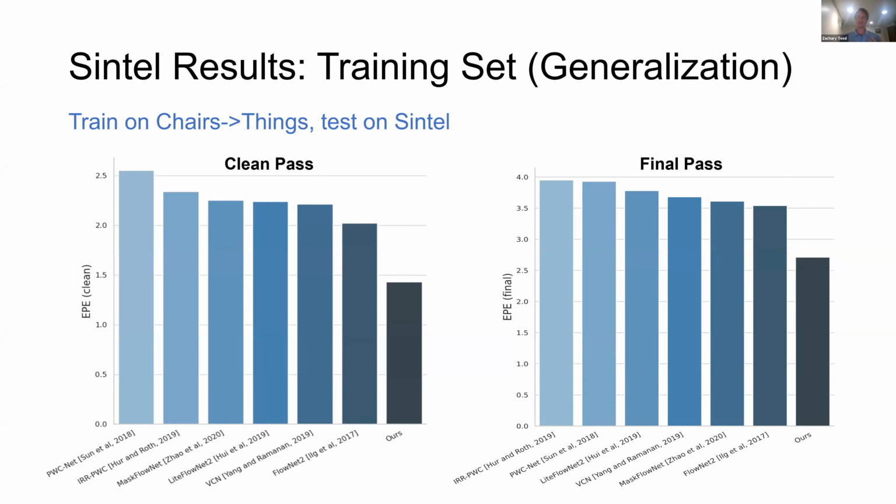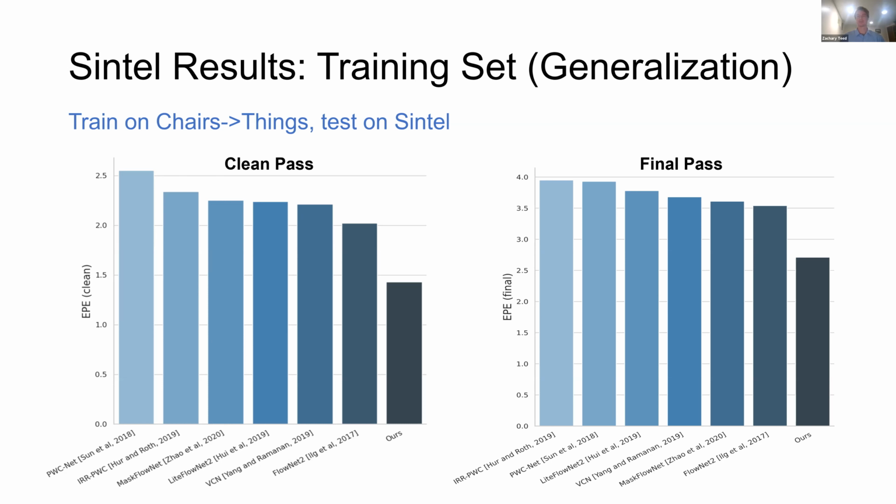So I'm going to talk about some of the results that our network is able to get. First of all, I'm looking at this generalization result. When we train on Chairs and FlyingThings, what are our results on the Sintel dataset? Here I'm showing the results in both the clean pass and the final pass. It's important to note that this network has never seen any Sintel data. It's only seen these other synthetic datasets. So we typically see about a 30% improvement over the prior work in this generalization setting.